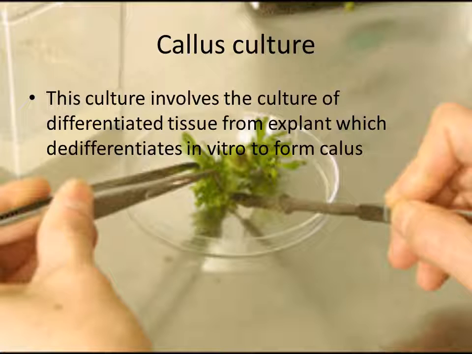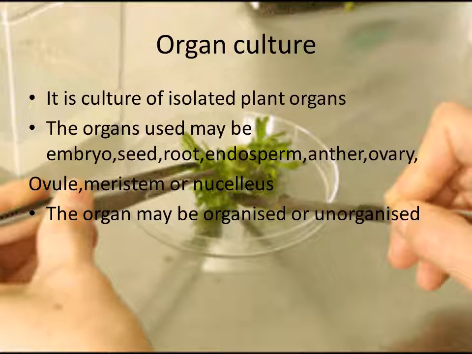Coming to the callus culture, this involves the culture of differentiated tissue from an explant, which de-differentiates in vitro to form callus. So this is callus tissue culture, which forms the callus from the explant. Now coming to organ tissue culture, it is the culture of isolated plant organs. The organ used may be embryo, seed, root, endosperm, anther, ovary, ovule, meristem or nucellus. Organ culture is divided into two: organized organ culture and unorganized organ culture.